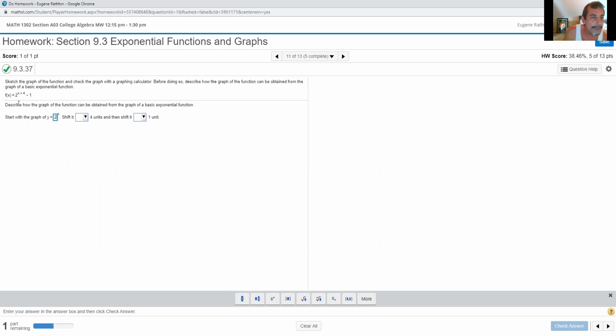Now where the 4 is up here. So since the 4 is positive by the x, that's going to move it left 4 because it's always opposite than its sign. And then shift it, since this 1 is negative, that will move me down 1 unit. So we got our moves in. We check that answer.